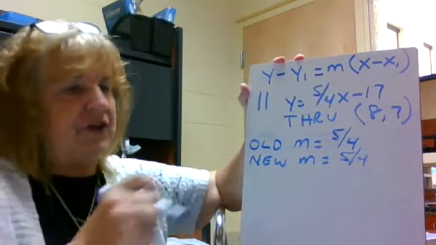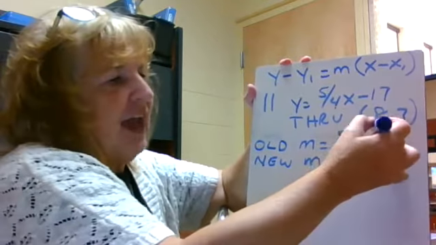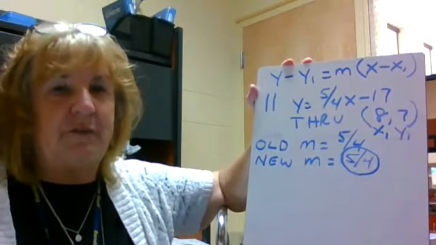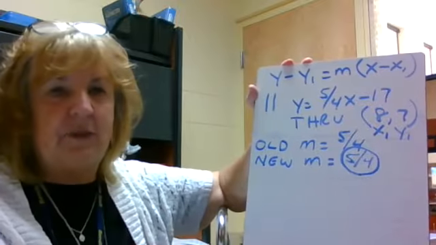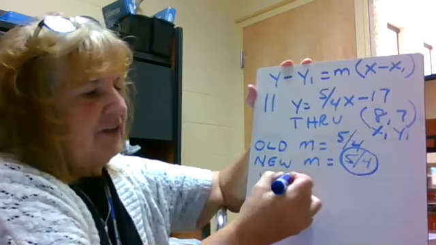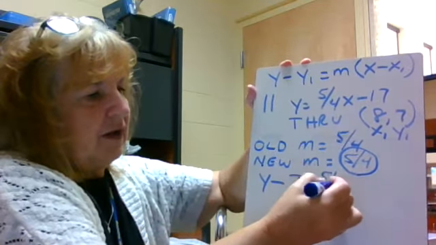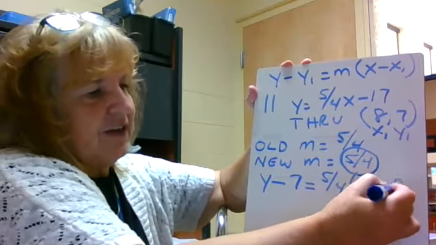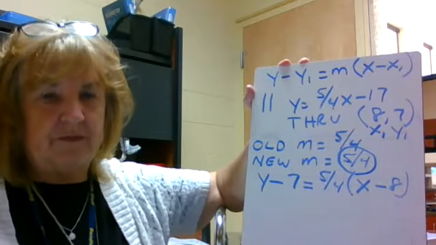Now we have enough information because we have the slope we're going to use and we have our x1, y1. They tell you what the specific point is on the line. So that's the x1, y1. Now we just plug it into the problem. Y minus y1, which is 7, equals the m value, 5/4, times x minus x1, which is 8. There's the point slope form.